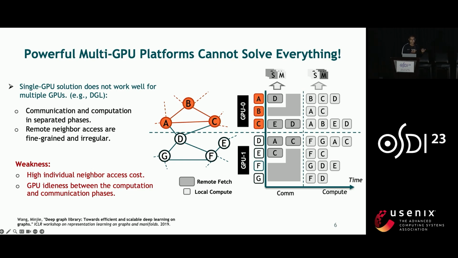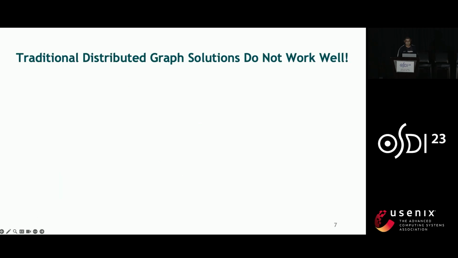Firstly, we will have a high individual neighbor access cost due to random indexing and fine-grained data movements. Secondly, it will feature high GPU idleness between the computation and communication phases due to the natural neighbor imbalance across nodes. On the other hand, there are some solutions that follow the traditional distributed graph processing scaling strategies. They also do not work well.